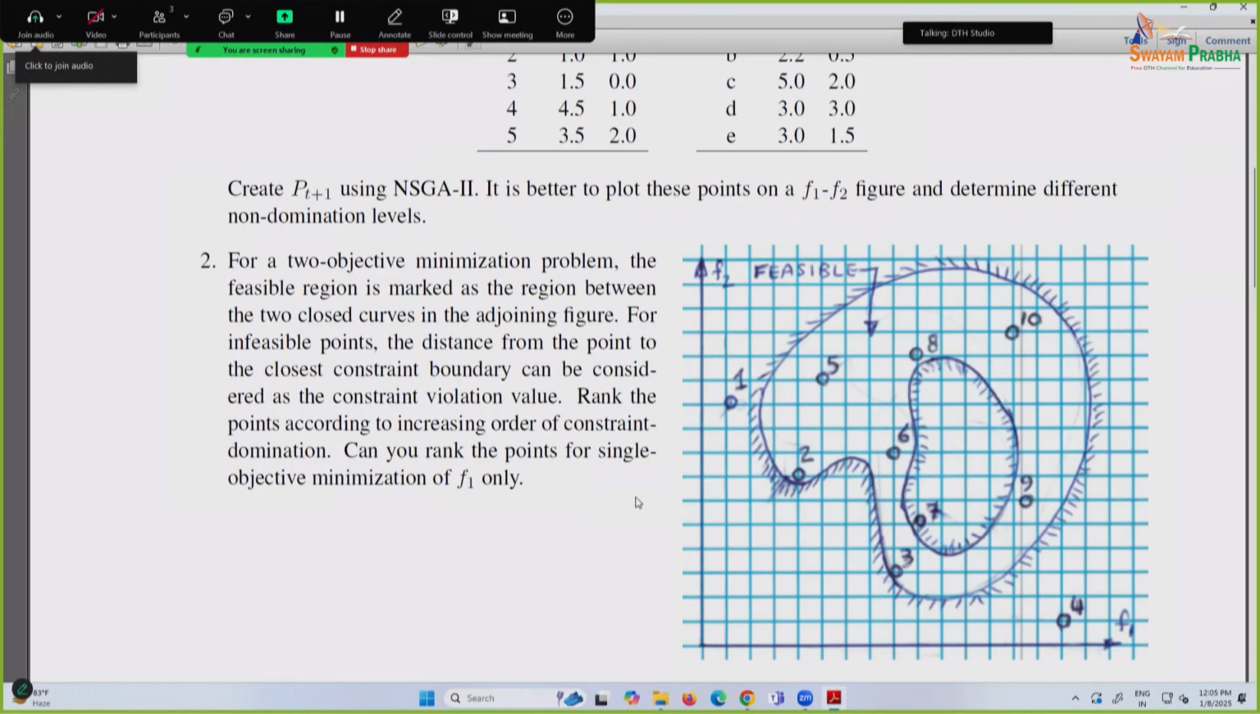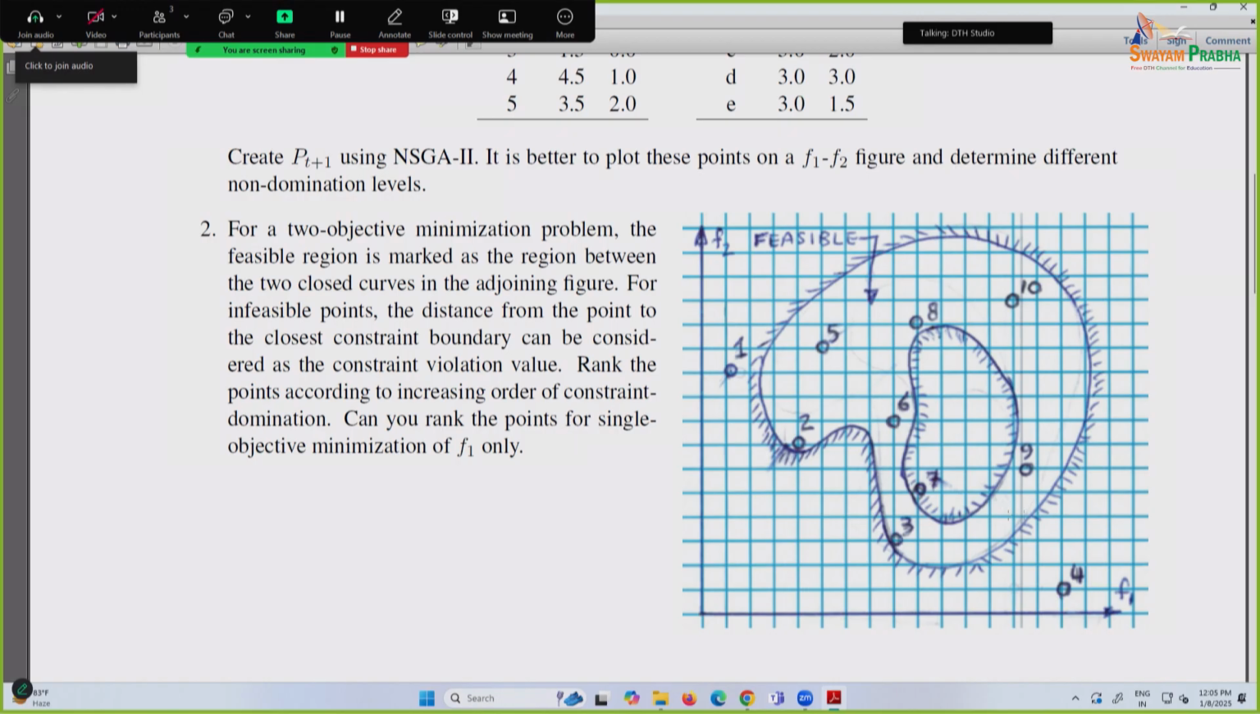Okay, next question. This is a hand-created problem. It's a constrained problem with multiple objectives. This is again the F1 axis, F2 axis. The region inside this weird region is feasible. Here is not feasible, and outside is not feasible, inside also not feasible. So this annular part is feasible, and I have these 10 points here. You have to minimize F1, minimize F2. Can you sort them into different classes of constraint domination?